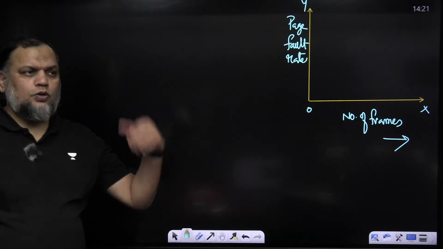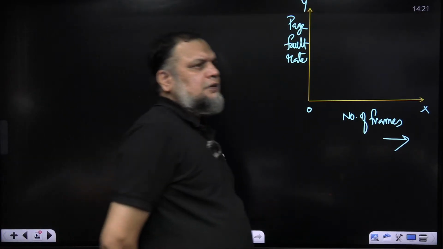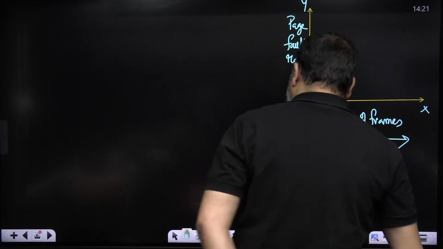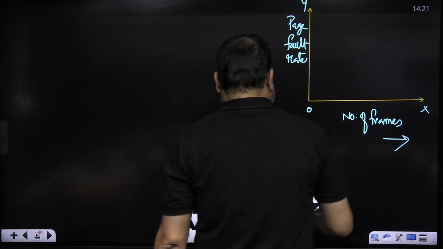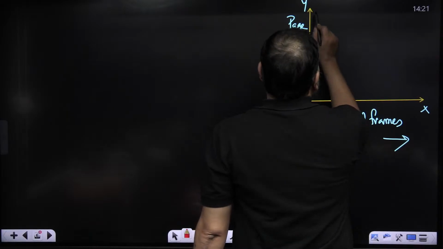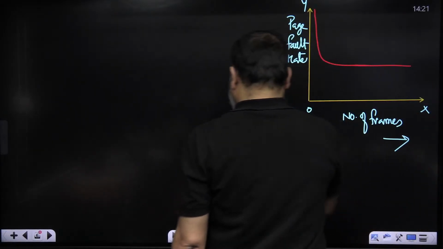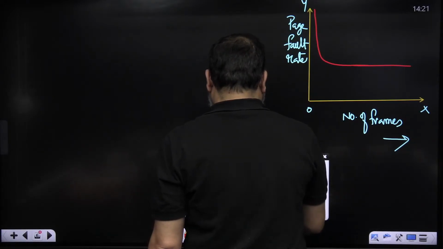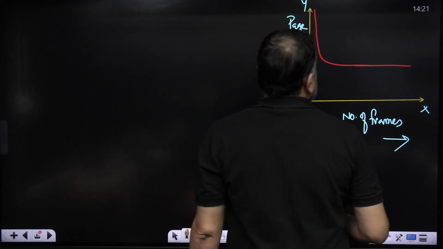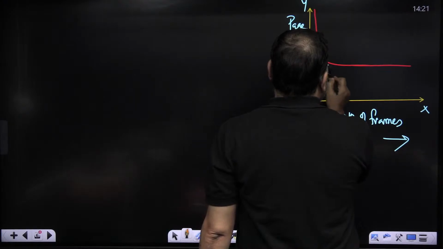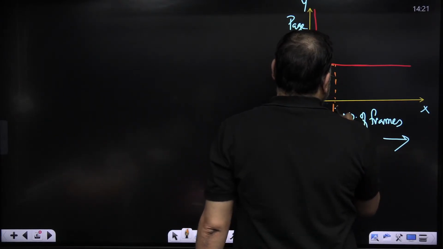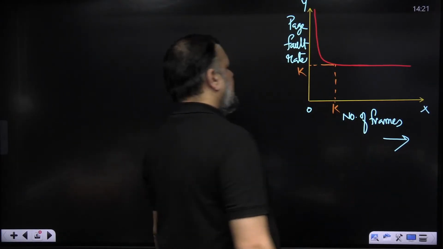The page fault rate should decrease. So that means how should the graph look like? What is the nature of the graph for this particular scenario? The nature of the graph is it's a decreasing curve and then it becomes constant. It's a decreasing function like this, right? So this is threshold K, जहाँ पर number of page faults will also be same.